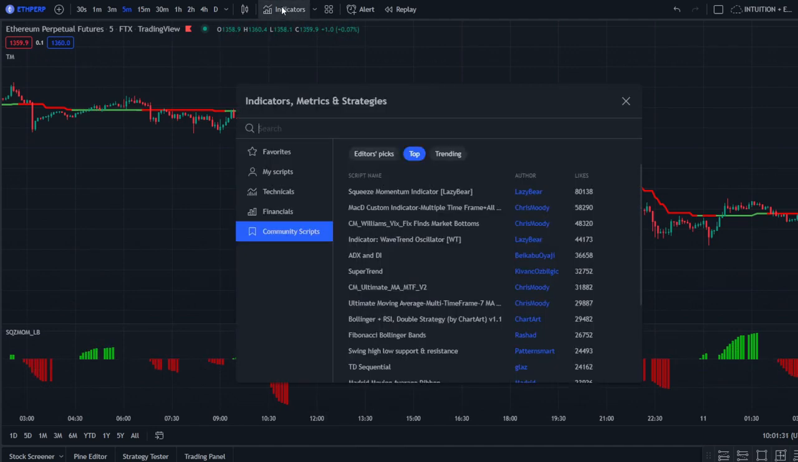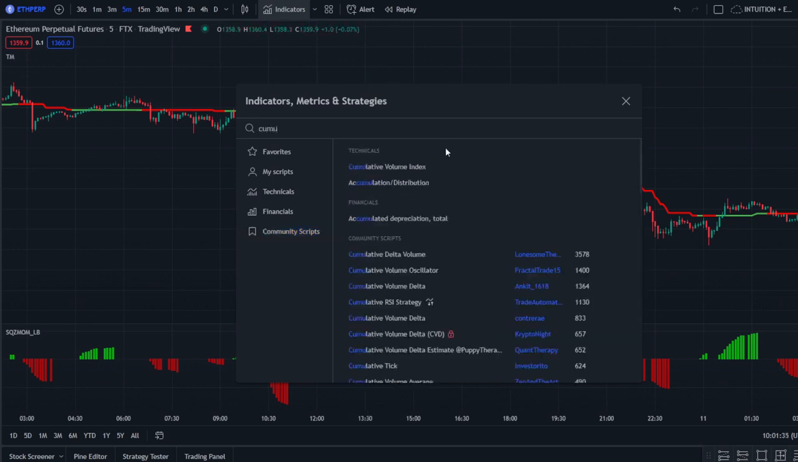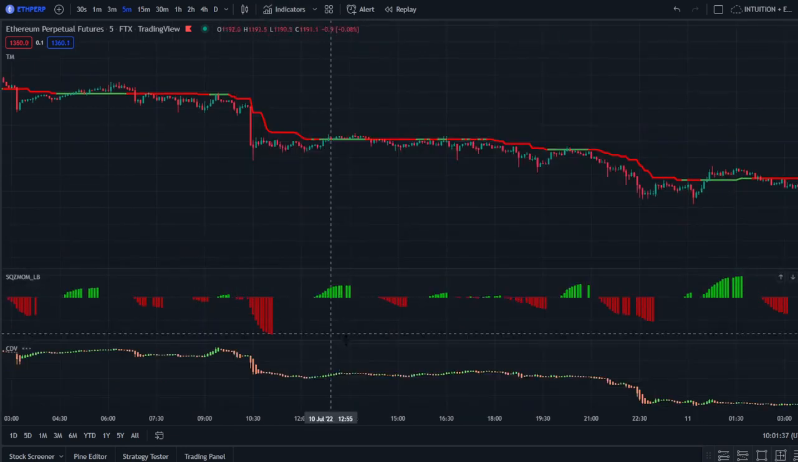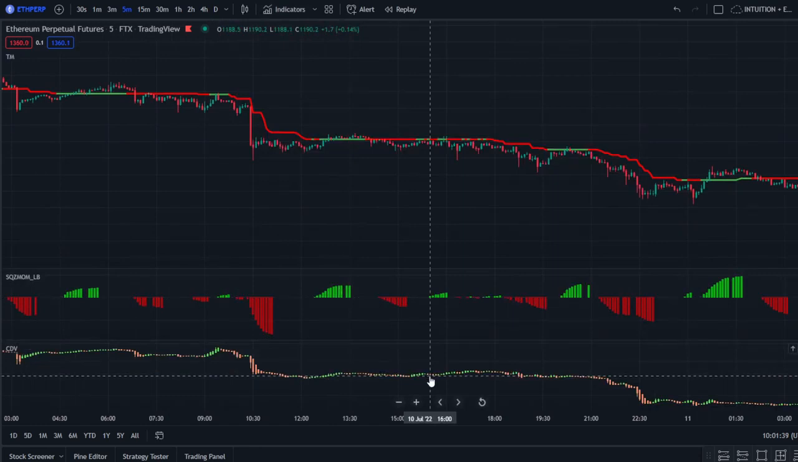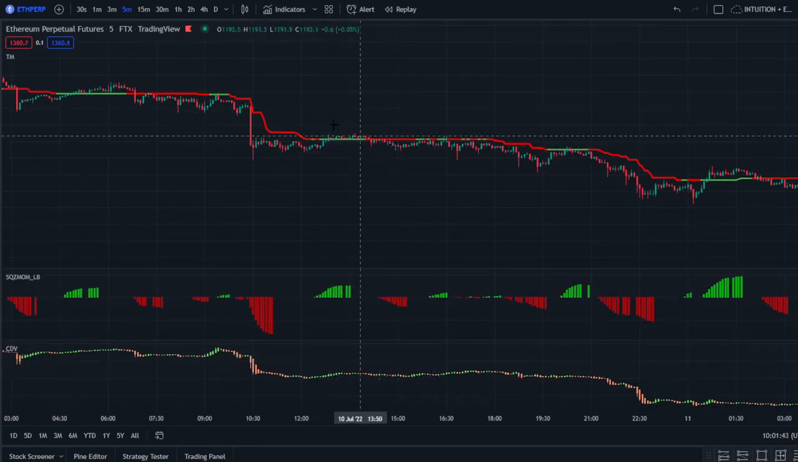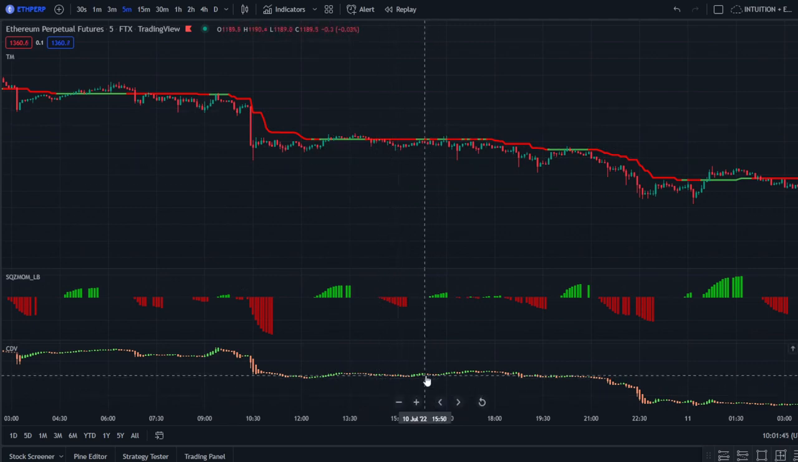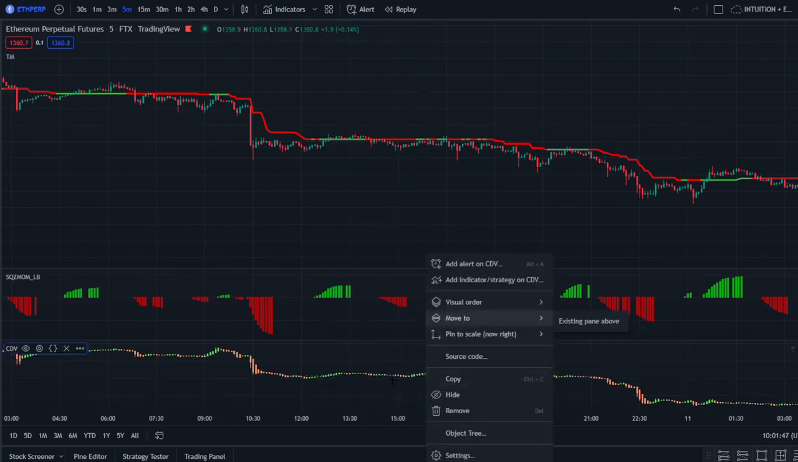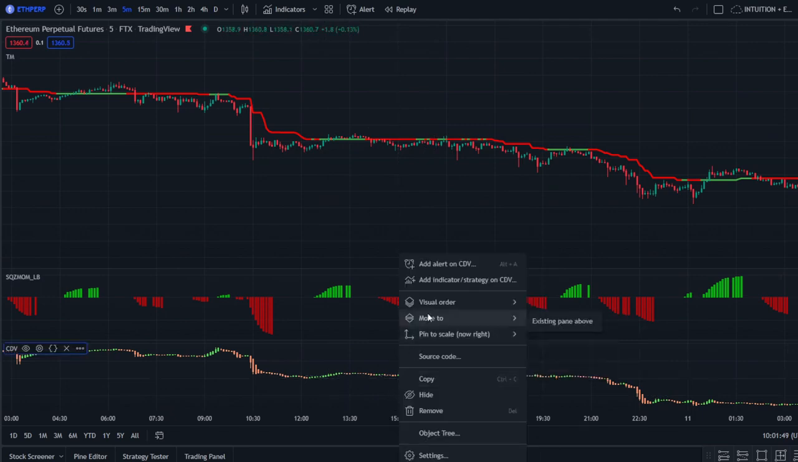The other indicator you'll be using is the cumulative delta volume. This is what we call your buying pressure and selling pressure, and this is where you'll follow the price movements of the chart. For this, you can merge both indicators together. You just right click on the indicator and click move to existing pane above.